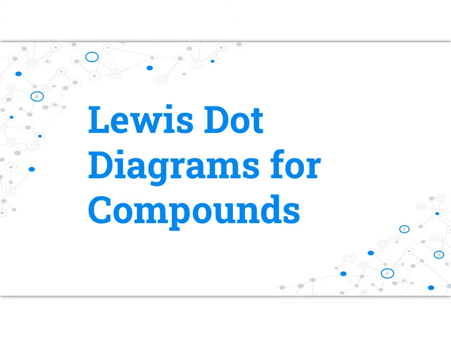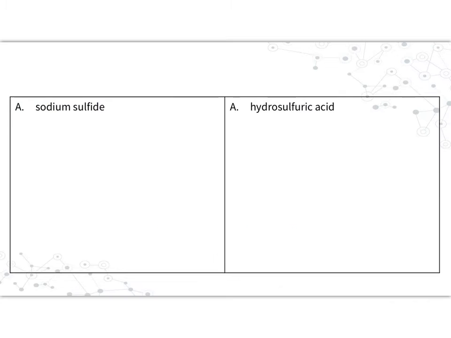We're going to look at Lewis dot diagrams for simple compounds here. This is something we revisit at the very beginning of Chem 20. Let's look at drawing sodium sulfide. These are the first two examples in your notes.